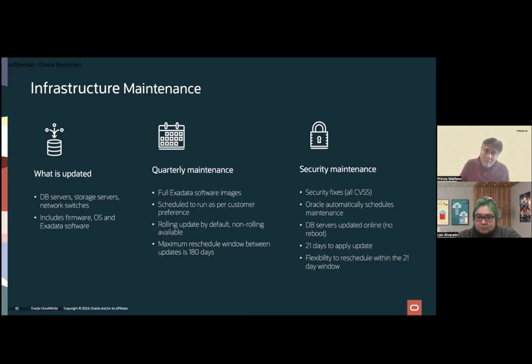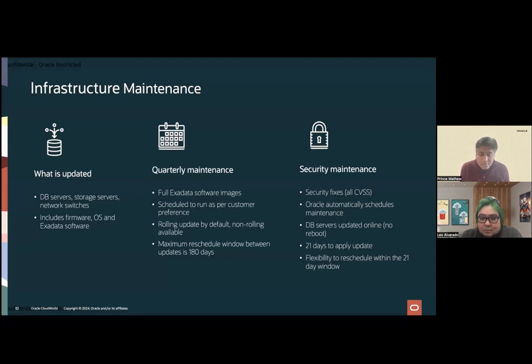Something to note is that although the quarterly maintenance window requires you to set up and execute a new software update, a full update on your infrastructure components every quarter, we understand that there are certain scenarios where you may not be able to abide by those time windows. So the maximum time between two consecutive updates on any infrastructure component can be up to 180 days.